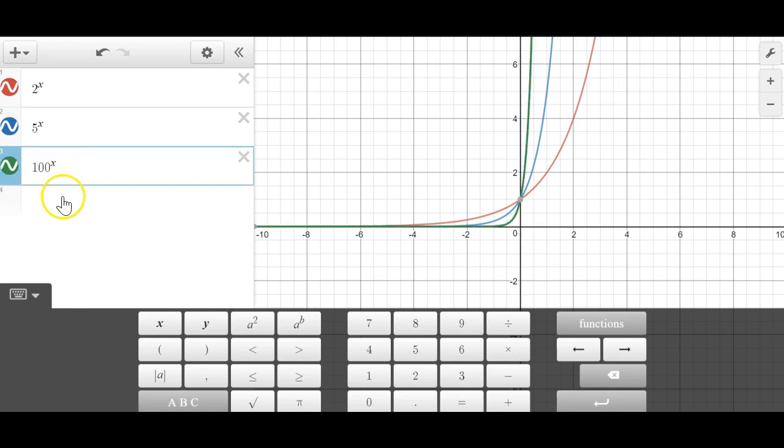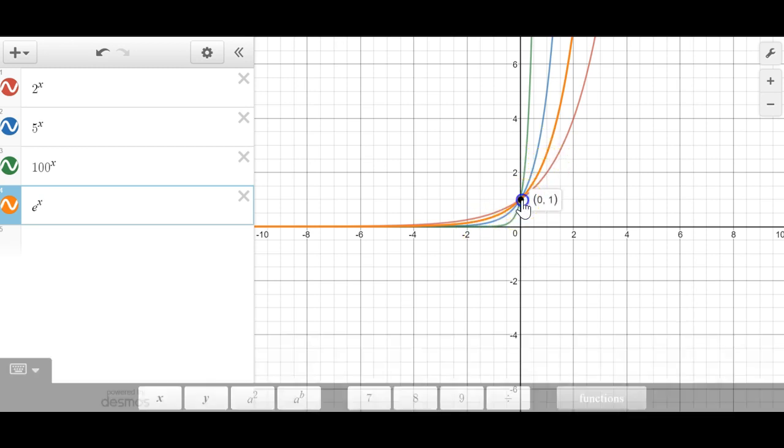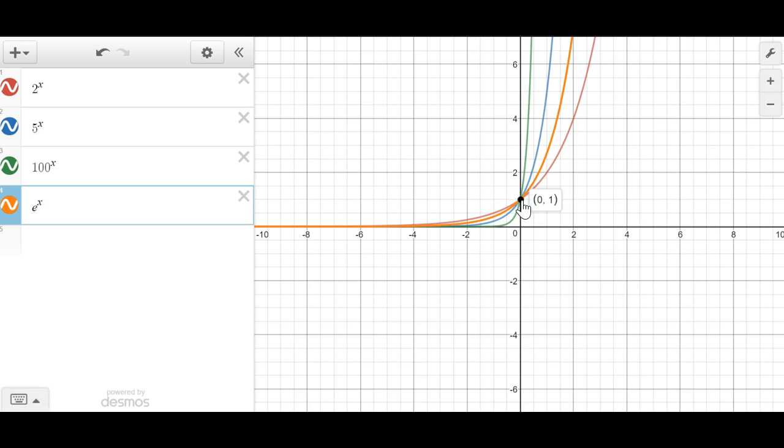There you are. And then we got e to the x. Let's go and put that in, e to the x. So e is just another number, 2.7 and so on, and it's drawn right here in orange. But notice all of them. It's like they're a bunch of strings being wrapped around this point right here, (0, 1).